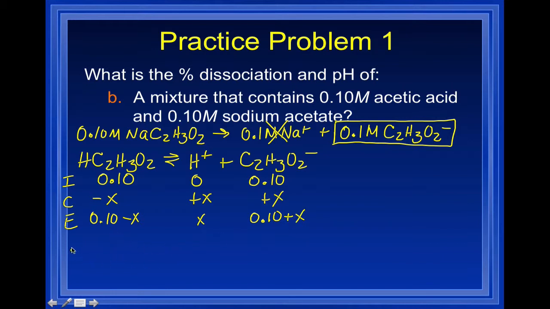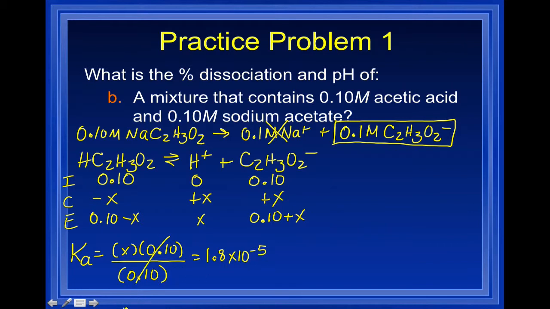And then I'm going to use the Ka again. I want to solve for what this X value is. So this is going to be X times, and I'm going to ignore the plus X here and the minus X there. It's not going to affect the answer, and it makes our calculation a whole lot easier. And that's 1.8 times 10 to the negative fifth. So when I look at this, both of those conveniently cancel out, and what I'm left with is X is equal to 1.8 times 10 to the negative fifth molar.